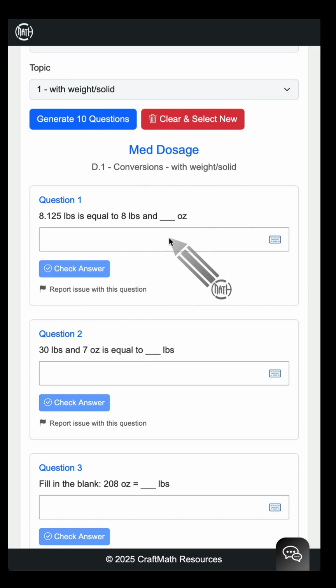And this first question, ironically, that was generated, it's a perfect example. 8.125 pounds is equal to 8 pounds and blank ounces. And you may think that 8.125 pounds is 8 pounds and 1 ounce because of that one right there, or 8 pounds and 12 ounces, or 8 pounds and 13 ounces. And none of these are correct. How do we figure this out? In this particular example, the 8 in front of the decimal, that represents 8 whole pounds.